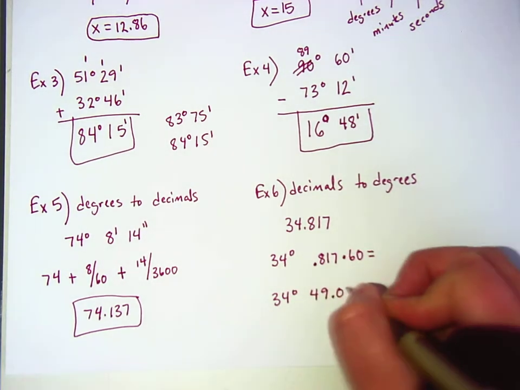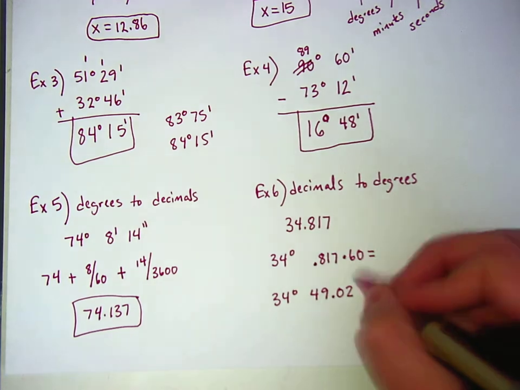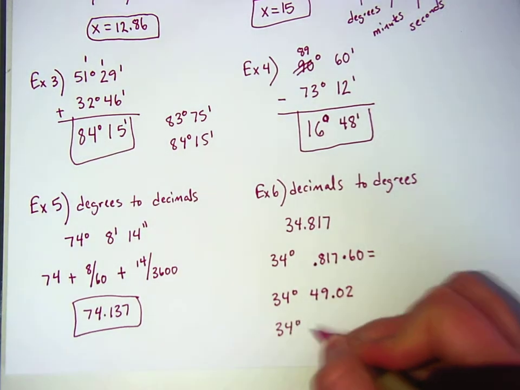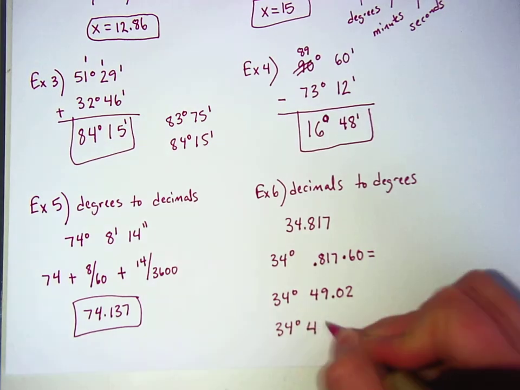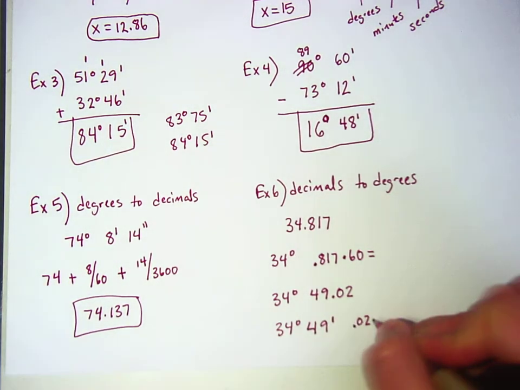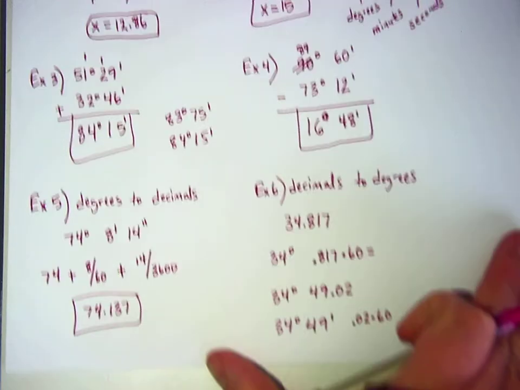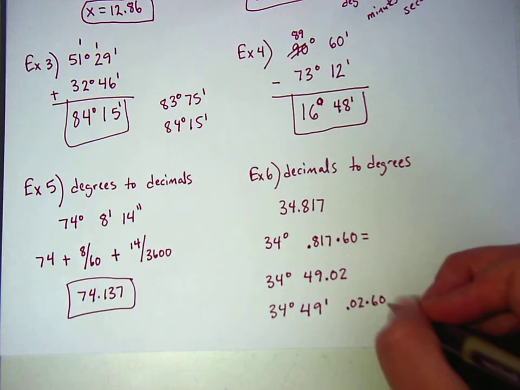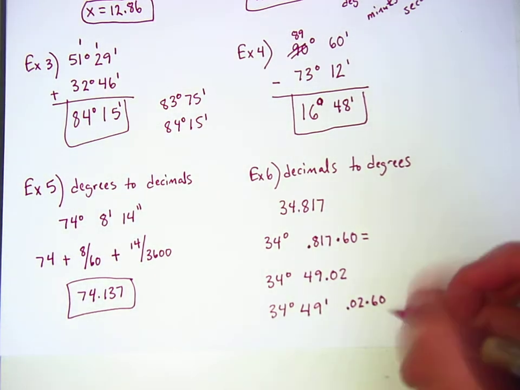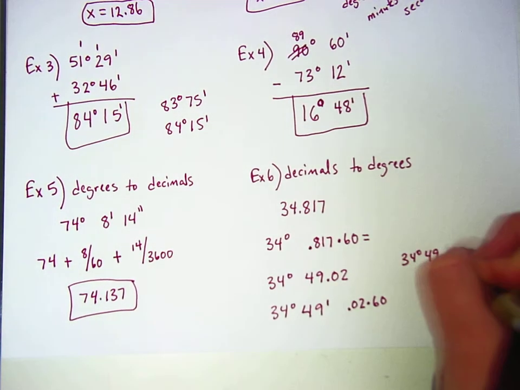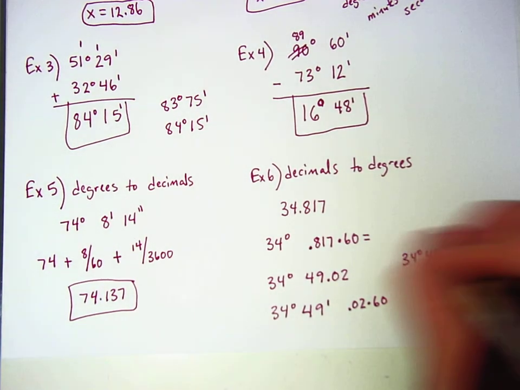And some change, 0.02. So that's 34 degrees and 49 minutes, and then you take 0.02 and multiply that by 60 as well to find out the seconds. You take the remainder, the leftover, and multiply it by 60, and that gives you 1.2. So we'll round it to 34 degrees, 49 minutes, and 1 second.